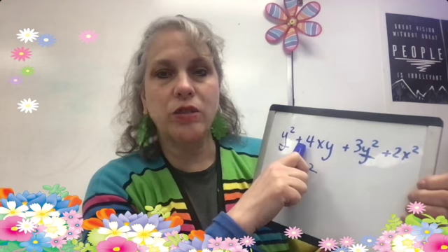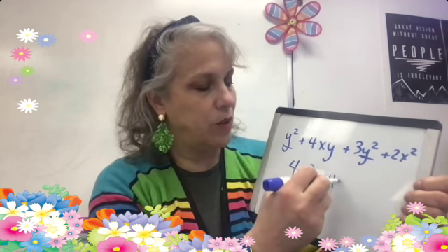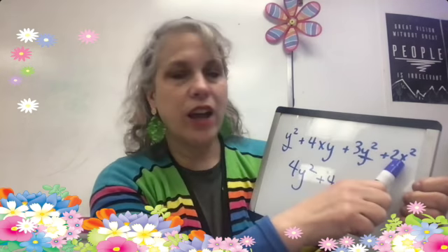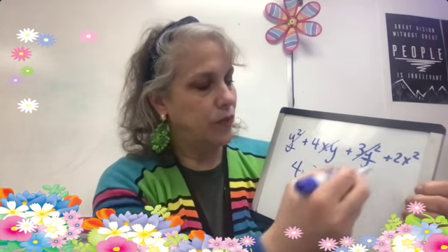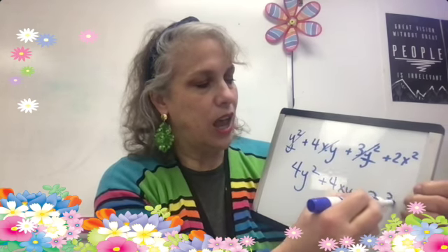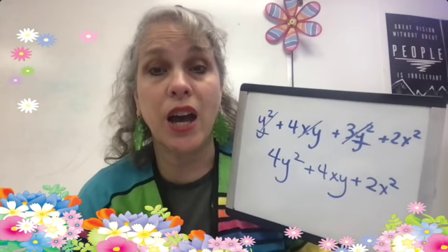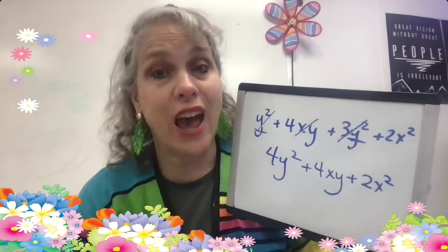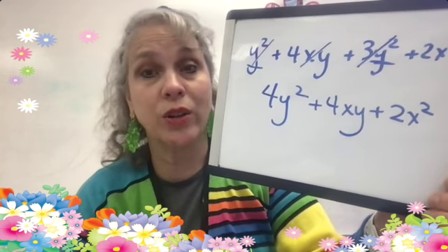Is there another xy term? No. So I can't combine anything with that. Is there another x squared term? No. So I just write that down here. And we are done. That's as far as I can go to combine like terms. That is the answer right there. It doesn't boil down to one term. The answer in this case is a 3-term answer.